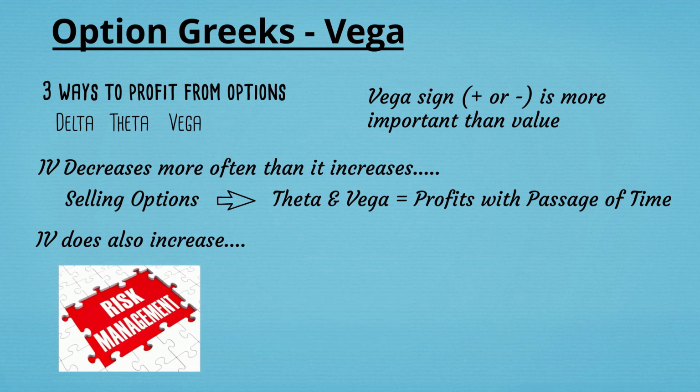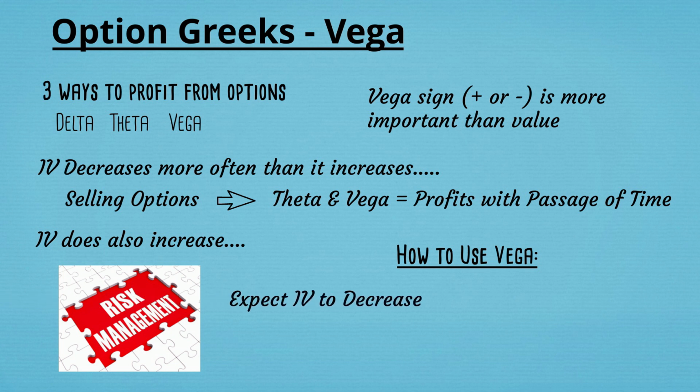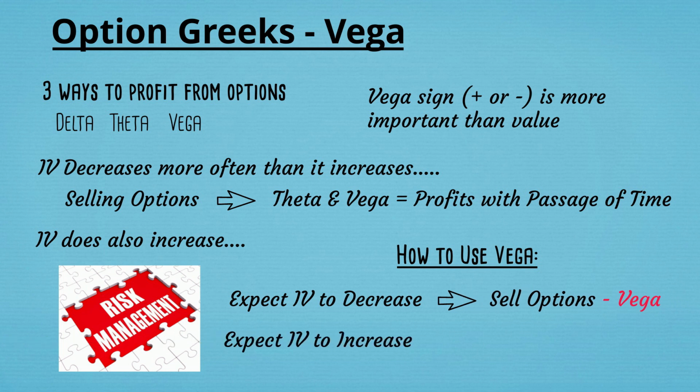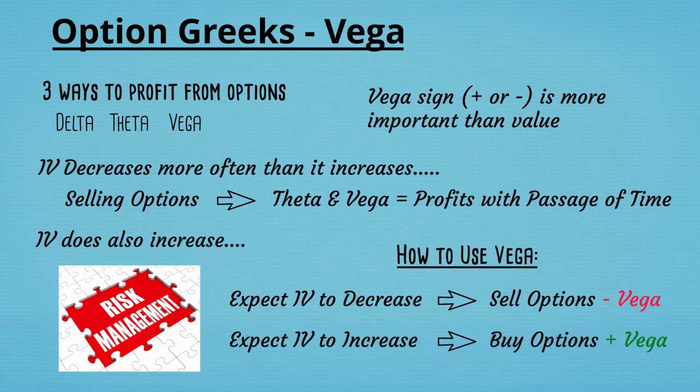So that brings us to the two most important things that you need to remember about Vega. The first is, if you're expecting the implied volatility to decrease over the time of your option trade, you want to sell options so that you're negative Vega. However, if you're expecting the implied volatility to increase over the time of your trade, you want to buy options because you want to be positive Vega. And it's really that simple. If you keep these two bullet points in mind when making any option trade, you're using Vega to your advantage. It's really all you need to know about Vega.